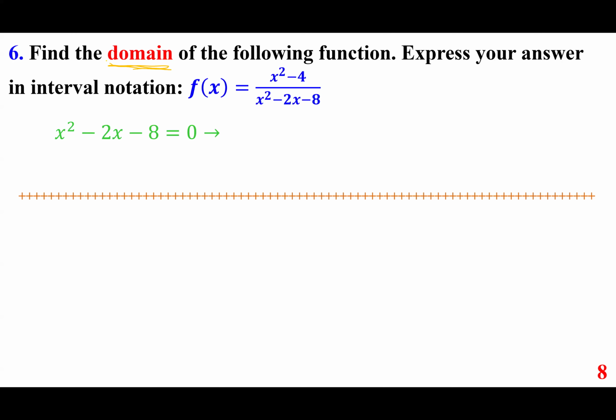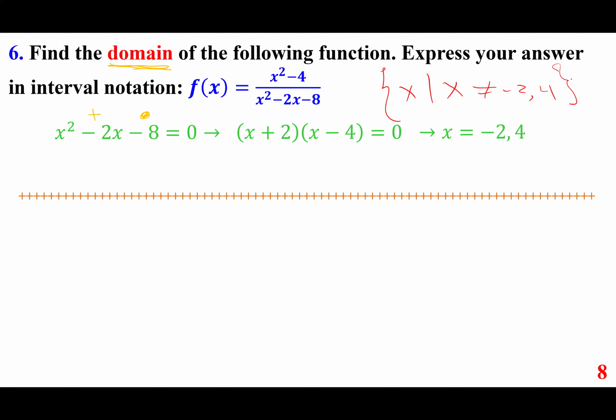X squared minus 2x minus 8 equal to 0. You want two numbers. The product is minus 8. The sum is negative 2. The answers would be 2 and negative 4. When you set this equal to 0, this gives you negative 2. This gives you positive 4. These are the two answers that must be excluded. So one easy way is to write the domain: x such that x is not negative 2, x is not 4.